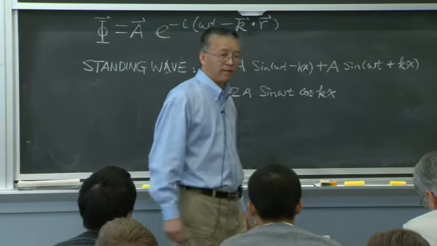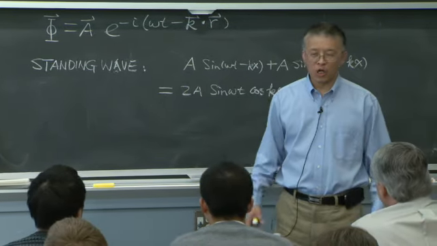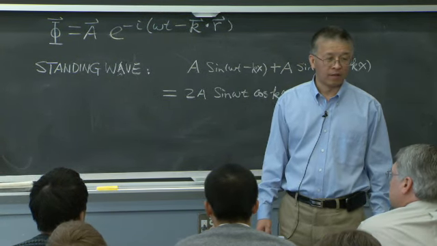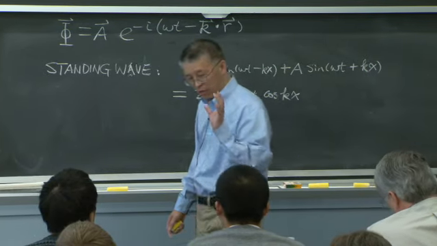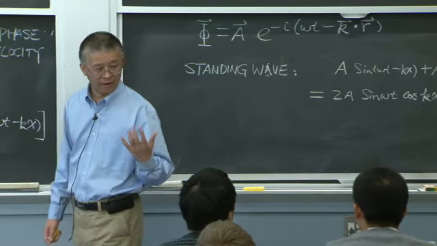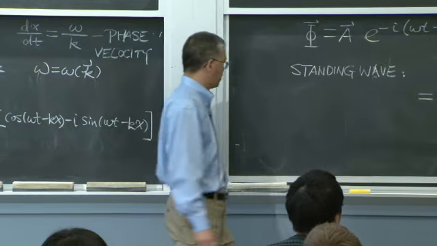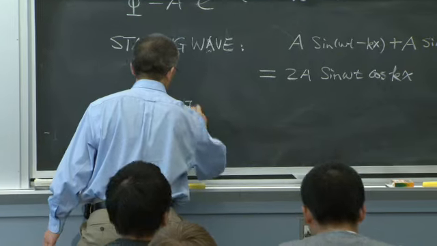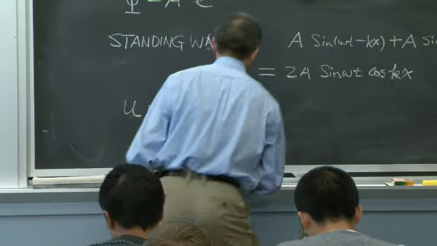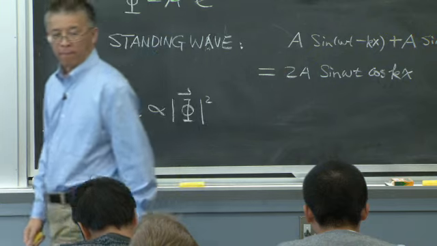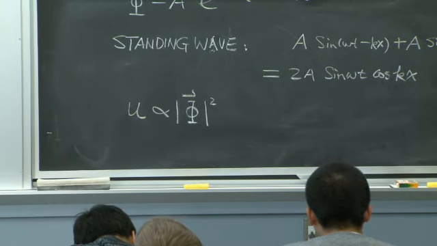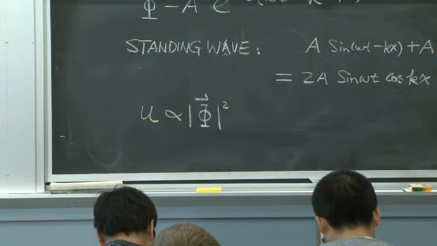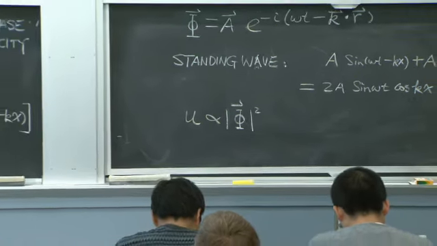Last comment on waves. What's the energy of the wave typically? A squared. So the energy of a wave is typically proportional to the square of the wave. The amplitude is higher, the energy is larger. Those are the basic characteristics.